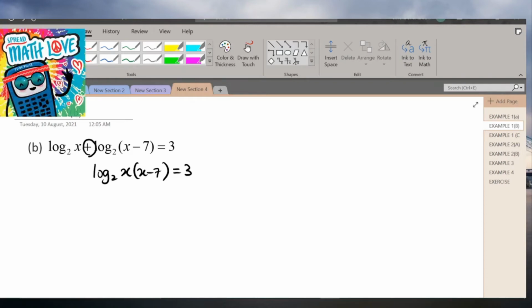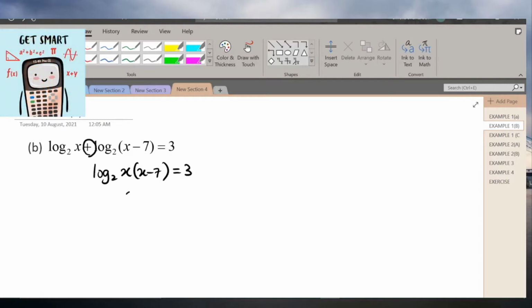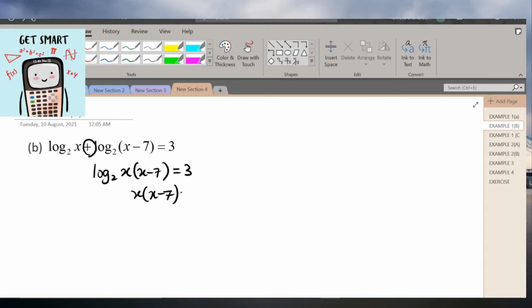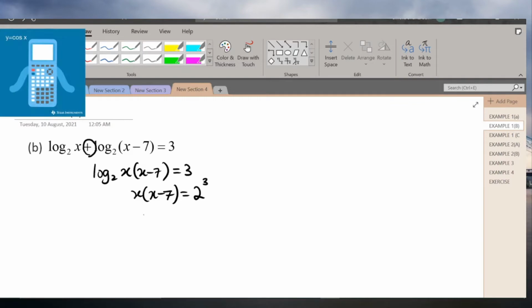If you notice, there is a log term here and there is no log term here. We can get rid of this log term by using the rule of logarithms. So this will yield x times (x minus 7) is equal to 2 to the power of 3. So 2 to the power of 3 here is 8. And if we simplify this equation, you'll get x squared minus 7x minus 8 is equal to 0.